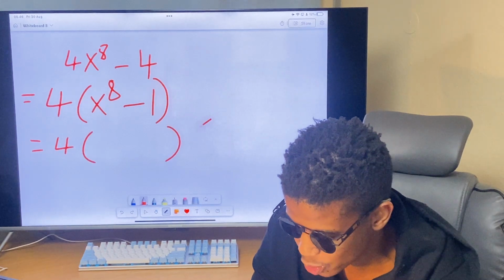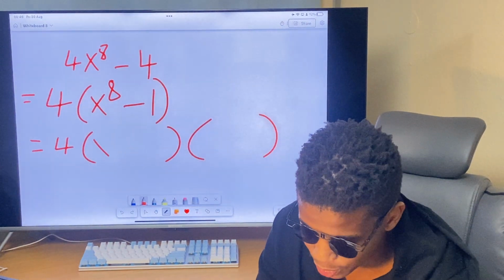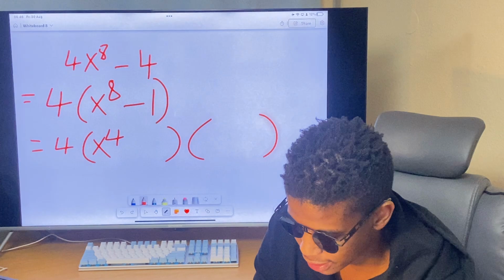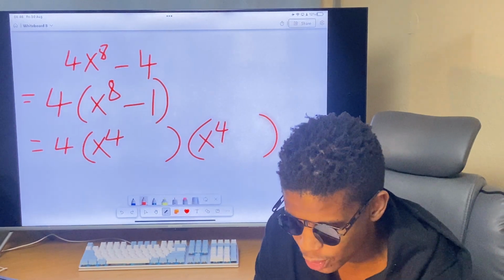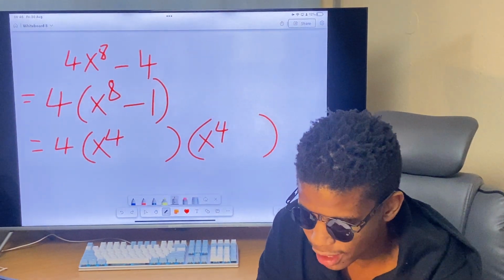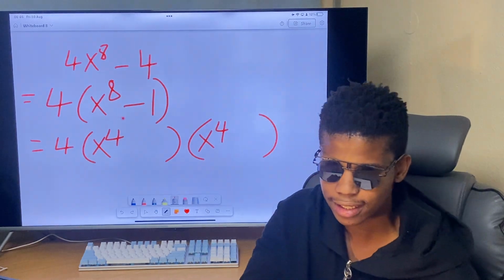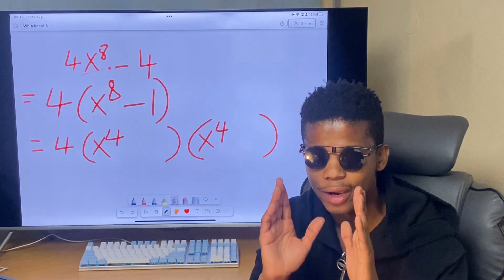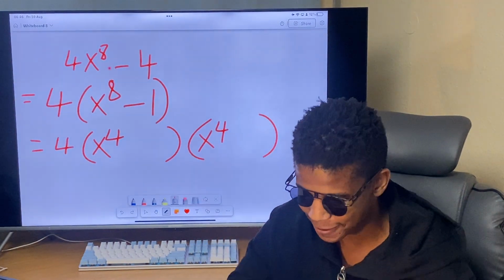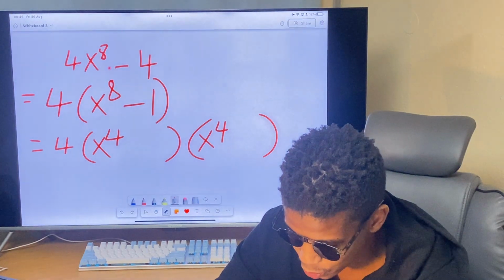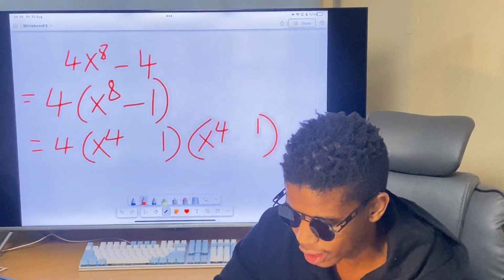So I'm going to open 2 brackets. Here I'm going to say x to the 4 and x to the 4. The reason why I start with x is because in this bracket they started with x, there they started with x. The alignment is very, very important. And then we're going to also have a 1 here and a 1 there.